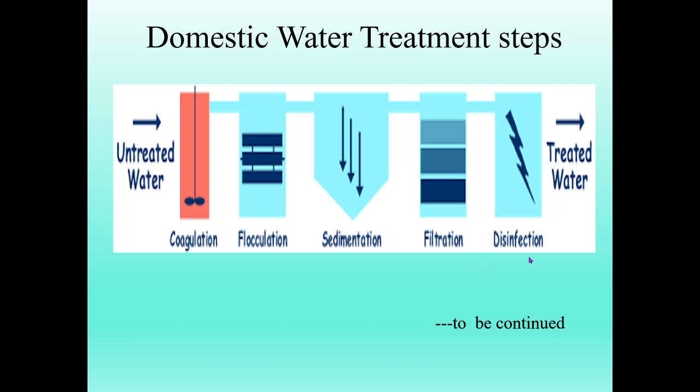Followed by sterilization, where different methods are being used for sterilization. So in the next video, we'll continue with the sterilization processes, the different sterilization processes that can be used for making the water useful for drinking purpose.